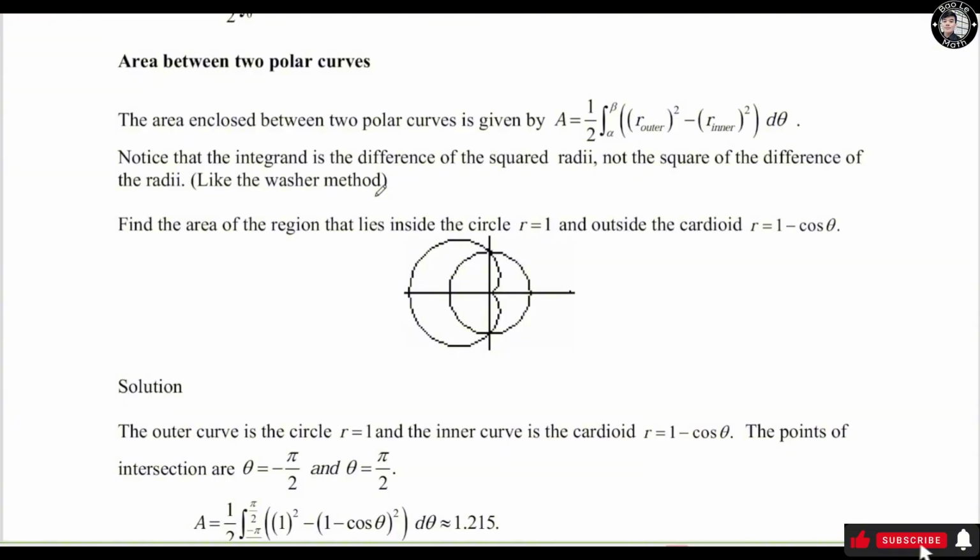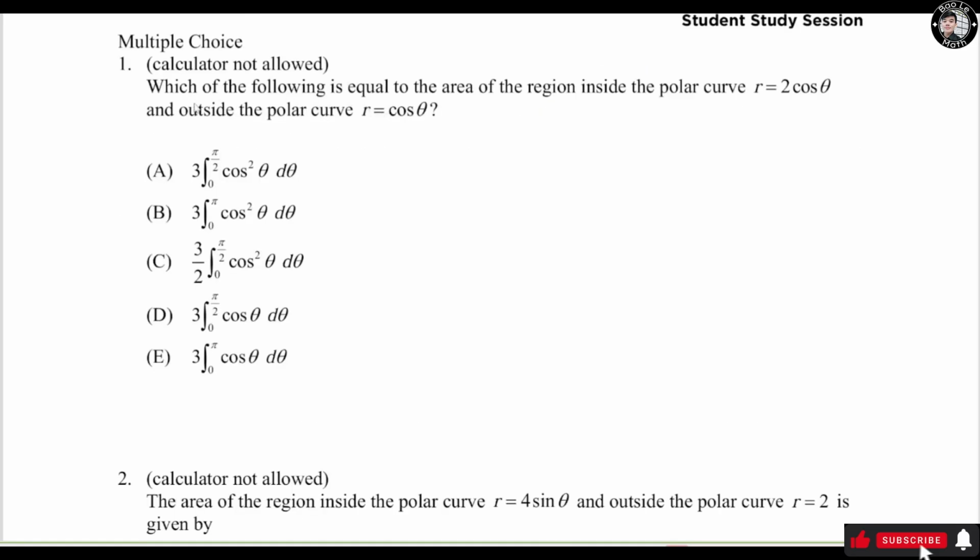Now, for the area between two polar curves, we're going to use this formula. The area equals 1/2 times the integral from a to b of the outer radius squared minus the inner radius squared d theta. Alright, now let's take a look at the first question.